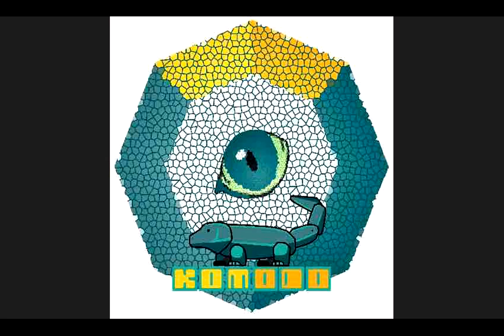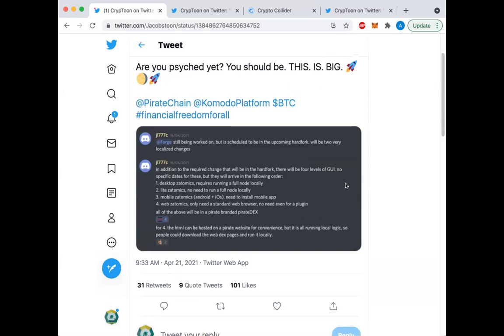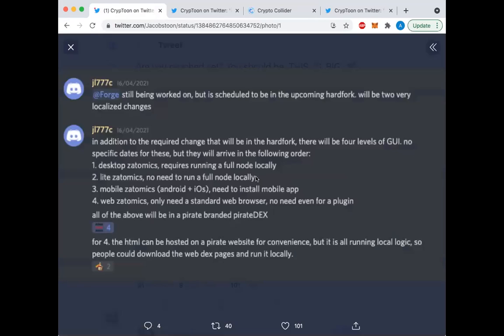Right now, Twitter is a space where there's a lot of information flowing. Well, if you're not on the Discord for Pirate Chain, you can get there, and in Komodo as well, the Komodo platform. This is really just some information that is pretty important to think about, and it gives us the impression of what value Pirate Chain can bring to the space.